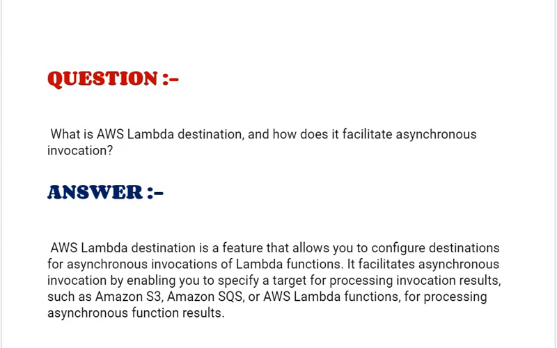Our next interview question is: what is AWS Lambda Destinations and how does it facilitate asynchronous invocation? Your answer should be: AWS Lambda Destinations is a feature that allows you to configure destinations for asynchronous invocations of Lambda functions. It facilitates asynchronous invocation by enabling you to specify a target for processing invocation results, such as Amazon S3, Amazon SQS, or AWS Lambda functions, for processing asynchronous function results.